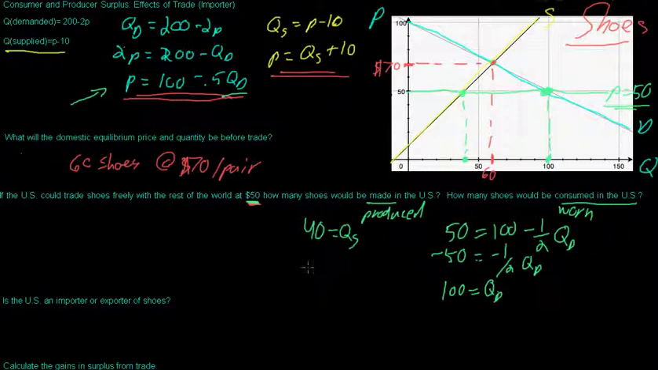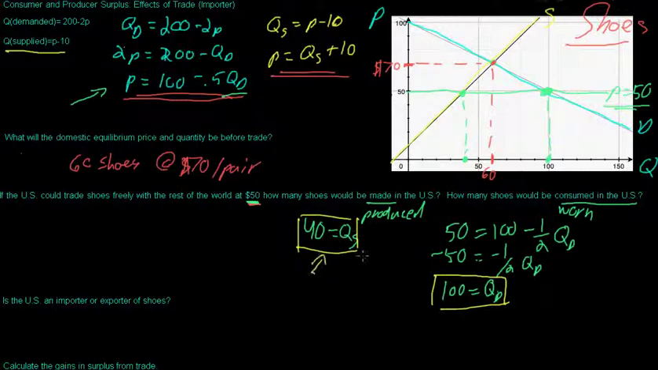of 60. And so what the U.S. will have to do is import those shoes. So this answers this top question right here: if the U.S. could trade shoes freely with the rest of the world at $50, how many shoes would be made in the U.S.? 40 shoes would be made in the U.S.